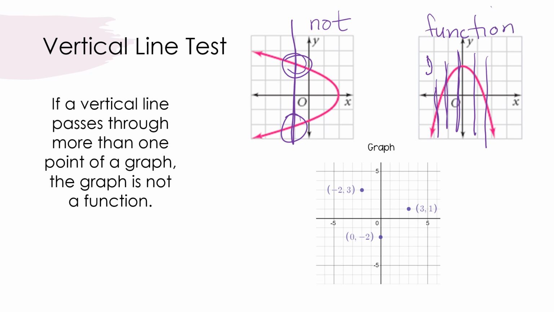And this last graph is from our earlier example. If I take a vertical line through each of my points, it will only hit one point. So this is a function.